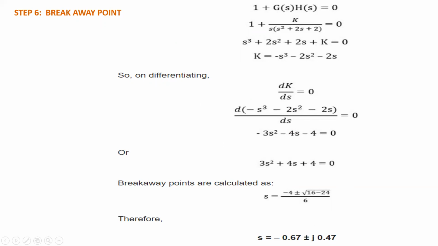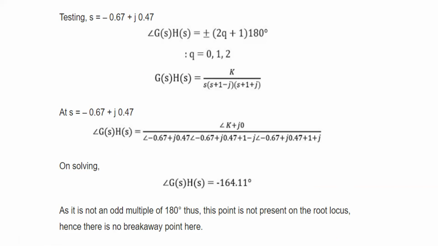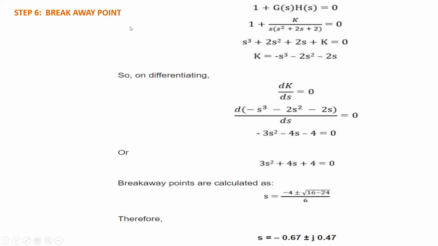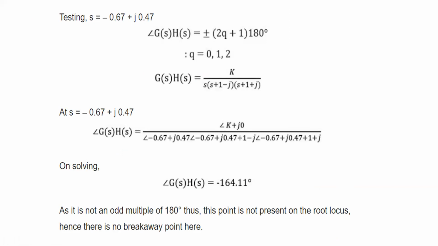So there is no breakaway point in this problem, because we have an imaginary breakaway point over here. This is the test: for this point to be lying on the root locus, because a breakaway point should lie on the root locus, it should satisfy the Evans conditions, that is, the angle of G(s)H(s) at this point should be an odd multiple of 180 degrees.